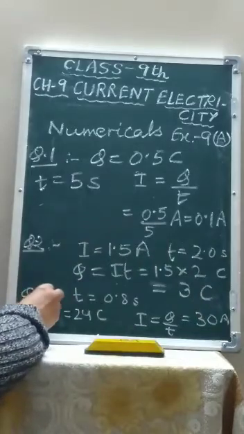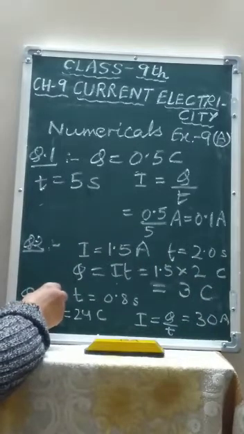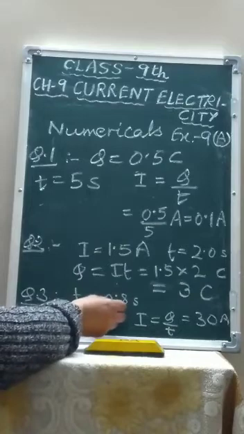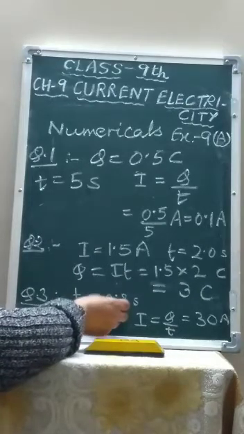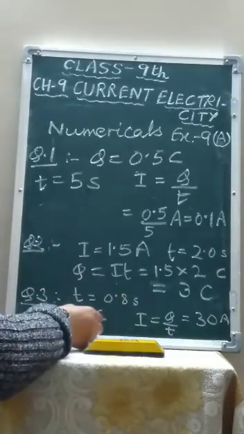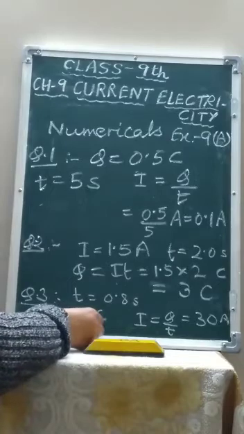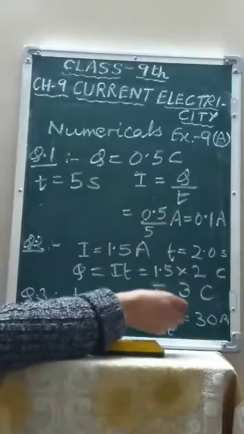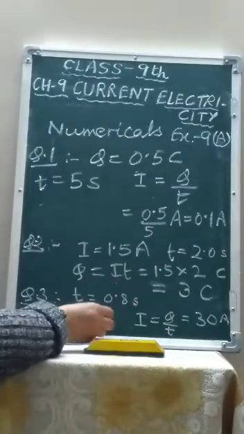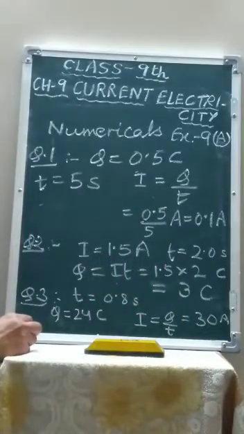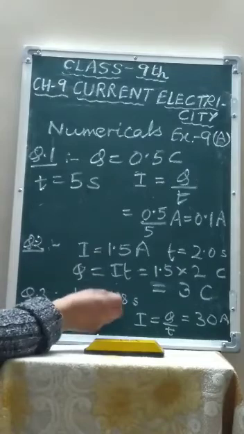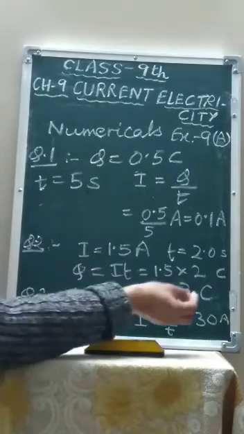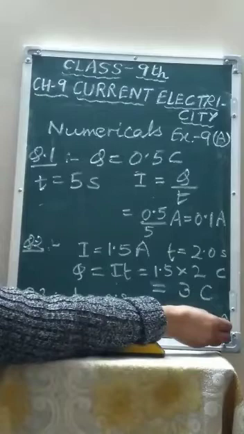And the third question is that when starter motor of a car is switched on for 0.8 second, charge 24 coulomb passes through the coil of the motor. Then you have to find the current. Same formula which you have used in question number 1. I equals Q upon T, that means 24 upon 0.8, which becomes 30 ampere.